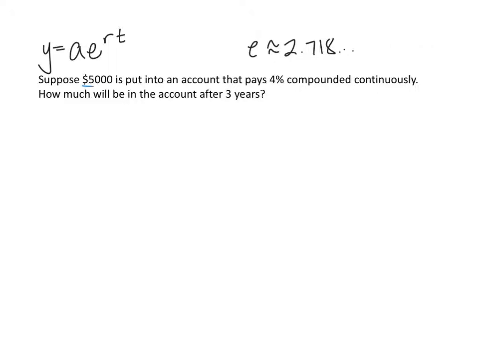Suppose $5,000 is put into an account. That means that's going to be our A, initial amount that we're starting with. That pays 4%, so that's going to be our R, that's the rate, compounded continuously. So the key word, continuously, means that's how we know we're using this formula, as opposed to the other formulas we know for interest. How much will be in the account after 3 years? So that's going to be our time.